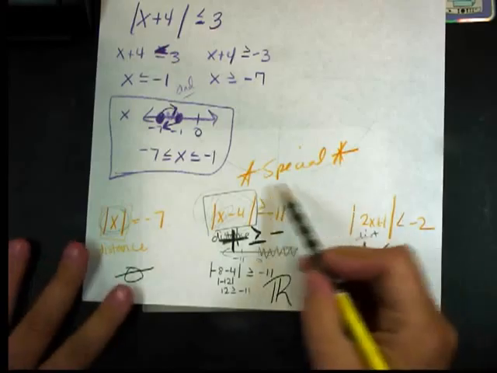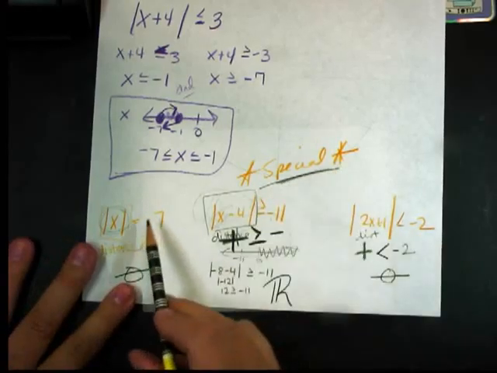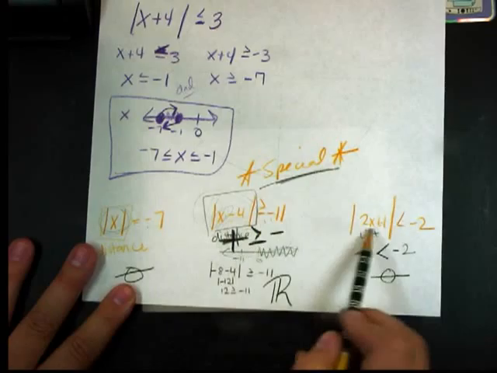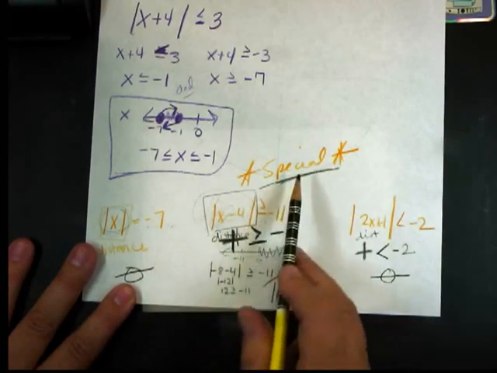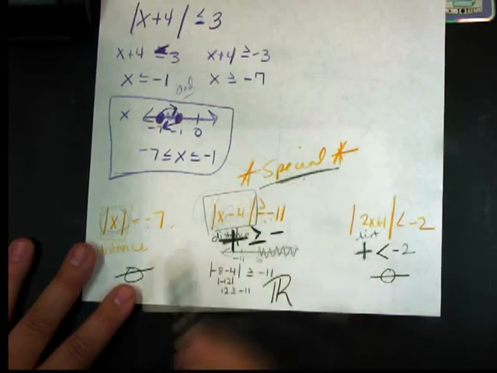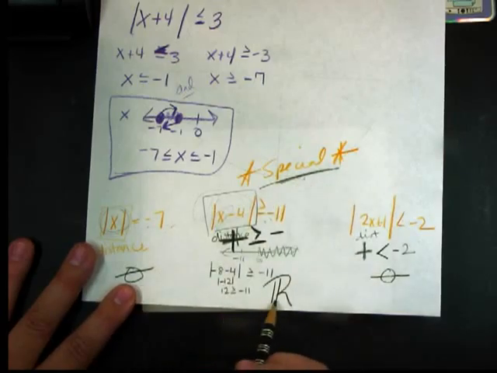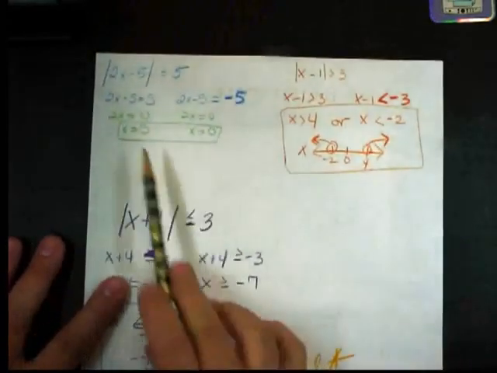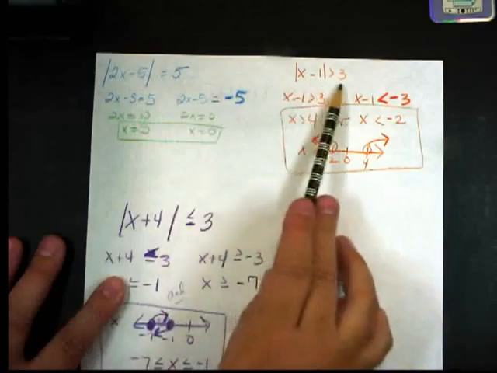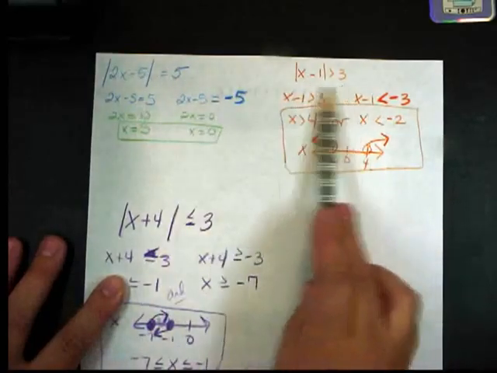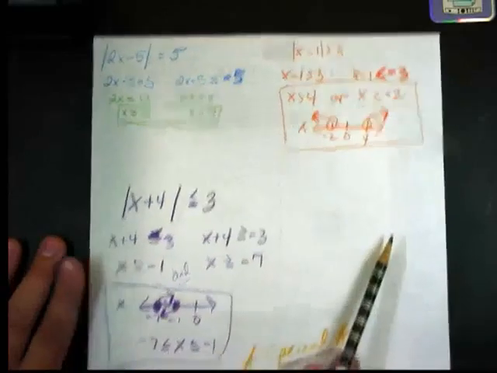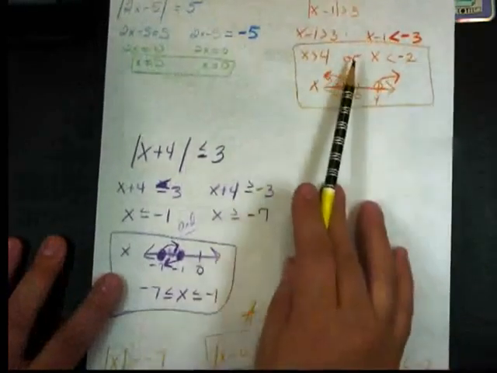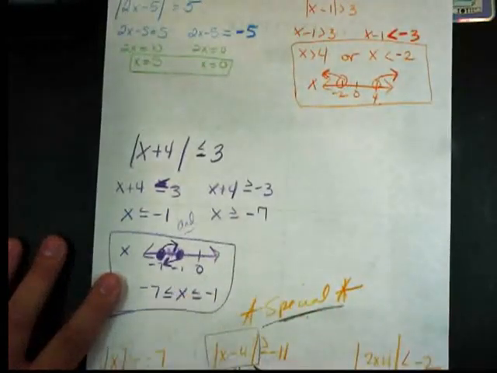So when you have these specials, and the specials only occur when it's a negative on the other side, you get specials. When you are special, you are either nothing or you're everything. If you are an absolute value of a positive, and that's what those first three examples were, well, then you have two problems you have to work out. And you have to decide, are you an or, are you an and?